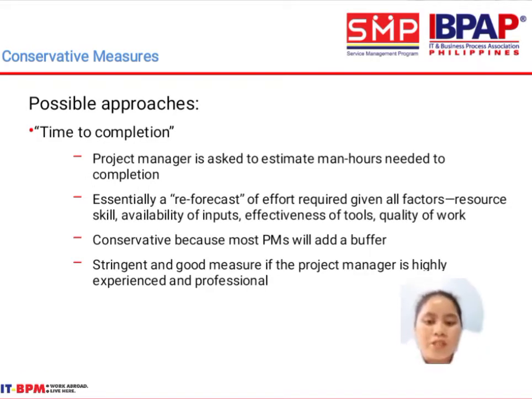Possible approaches: time to completion. The project manager is asked to estimate the man-hours needed to completion. Essentially, it is a reforecast of effort required given all factors: resources, skills, availability of inputs, effectiveness of tools, and quality of work. It is conservative because most PMs will add a buffer. It is a stringent and good measure if the project manager is highly experienced and professional.